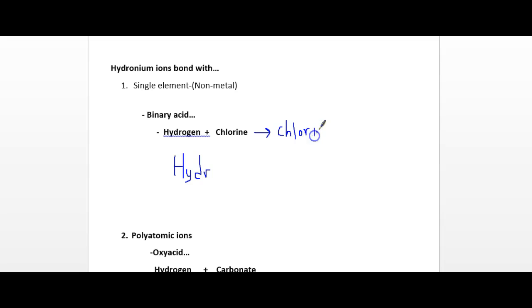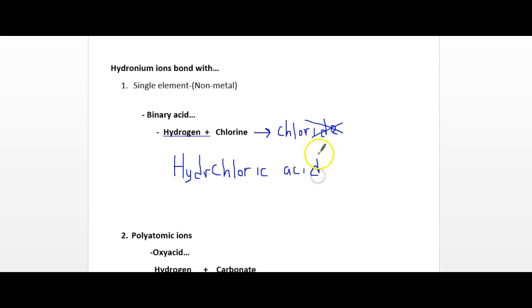But now we're going to drop the IDE because we have to denote a way that it's different. So now we're going to say hydrochloric. So it's going to be CHLORIC. It's an ic acid. Hydrochloric. And then we just put acid at the end of it.